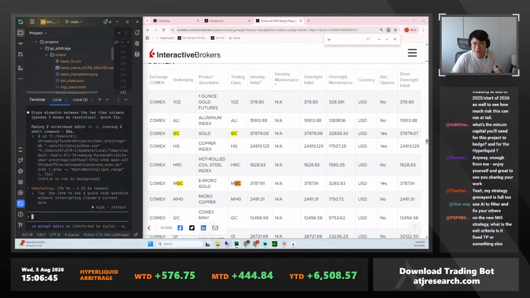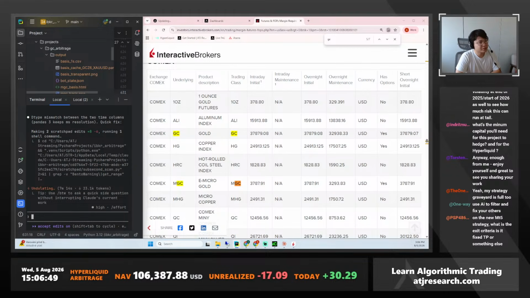Yeah, my strategy graveyard is full too. But the thing about graveyards is that sometimes when you revisit them in the future, after learning so many things as a trader and as a researcher, you learn a lot of new things. And I think the reason I'm coming back to GC arbitrage, even though I traded it last year, is that I learned so many things on Hyperliquid and I'm going to apply some of those concepts in my future trading strategy.